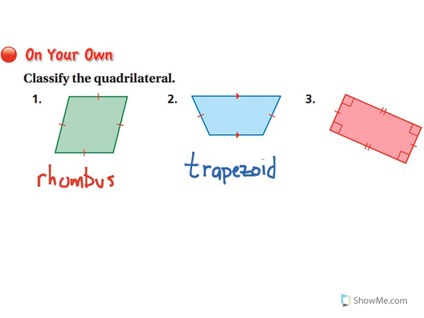There we go. And then finally, this is what we know. We have 4 right angles. So it narrows it down to rectangle and square. And then for this one, we have 2 sets of congruent sides, but they're not all the same. So in this case, this is a rectangle.